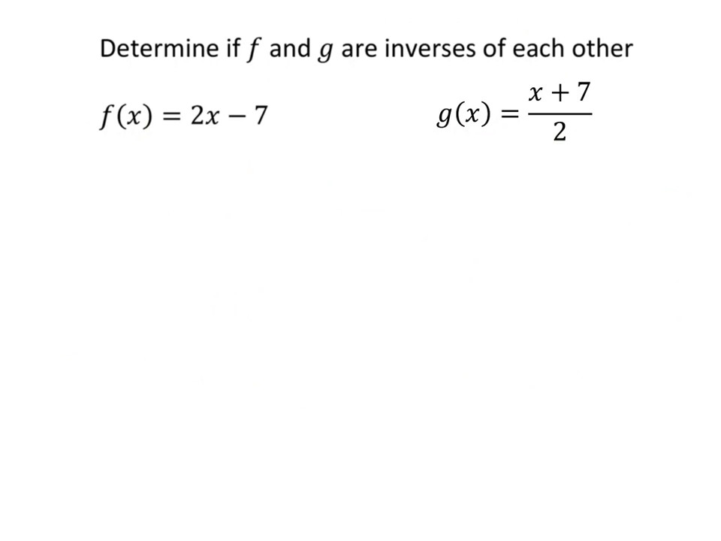Okay? So the first thing we need to check is f of g of x, right? And if this comes out to be x, right, then we're in good shape. Okay? So this is saying let's plug g into f, right? F says let's do 2 times our input minus 7. So that's what we're going to do. 2 times our input minus 7, right?